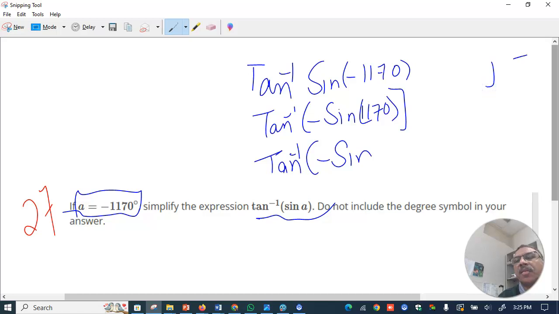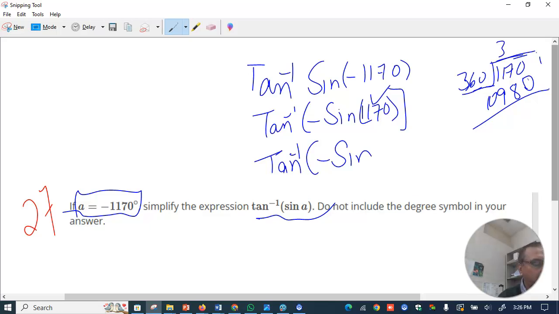So how many, so all around is 360. So we want to know how many 360s make it up, right? Because this number is more than 360. So let's write 360 here and 1170. And if you do 3 times 360, 3 threes are 9, and you get 10. And if you subtract, I think I'm messing up. 1080.